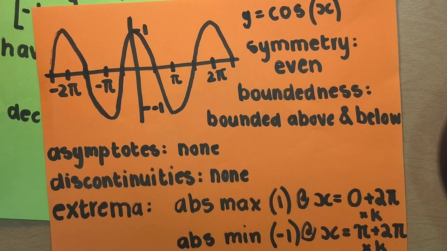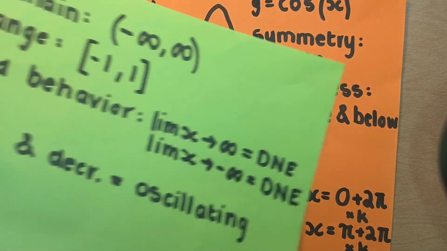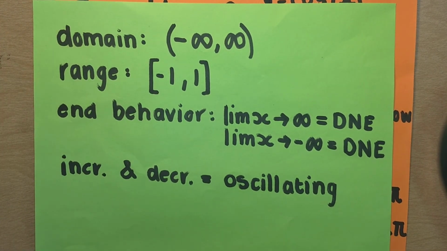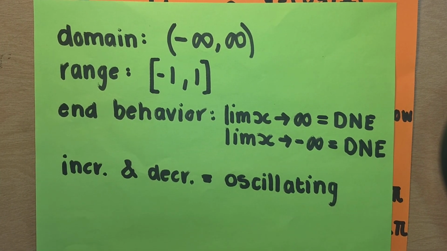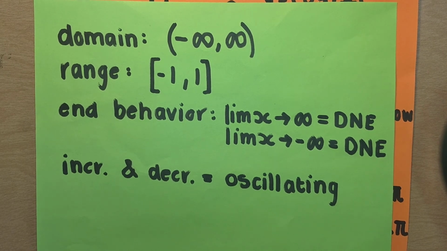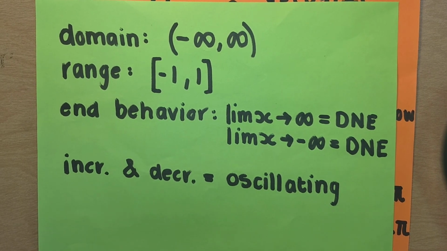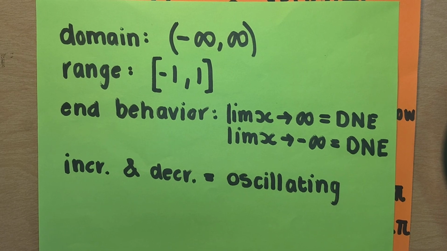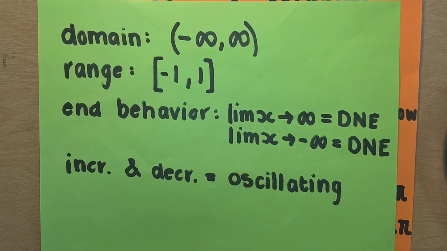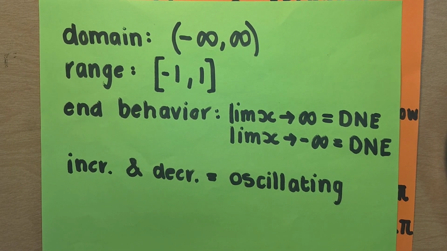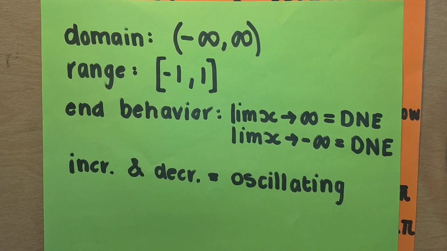The domain of this graph is from negative infinity to infinity, and the range is from negative 1 to 1. For this graph's end behavior, as the x values decrease, the y values do not exceed 1 and negative 1. As the x values increase, the same thing happens. This is an oscillating function.